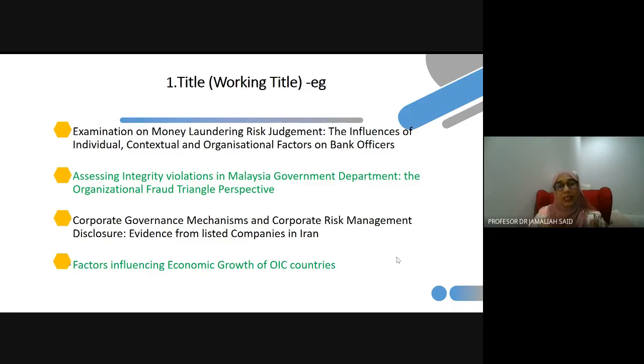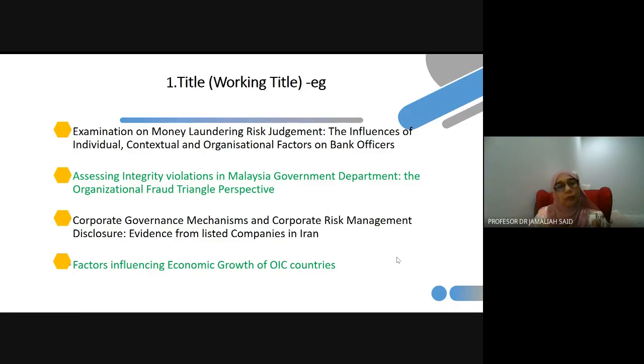So their ability to make good or bad judgment about the occurrence of money laundering depends, number one, on individual, contextual, or organizational factors. So at the end of the day, we do not know what the finding is, but obviously the title reflects the objective of the study.